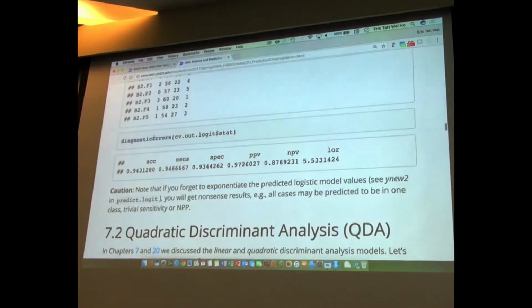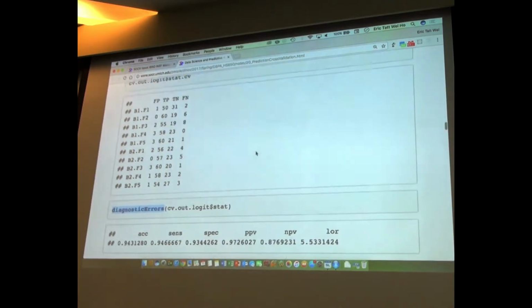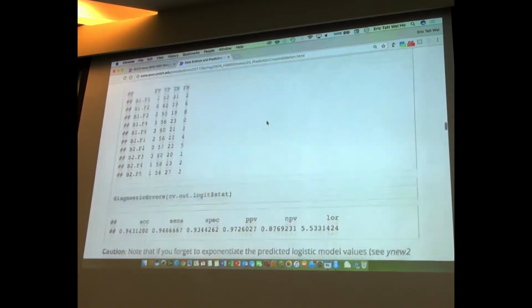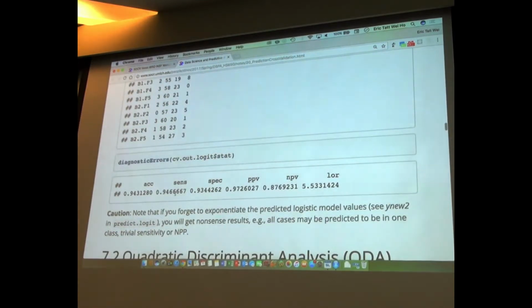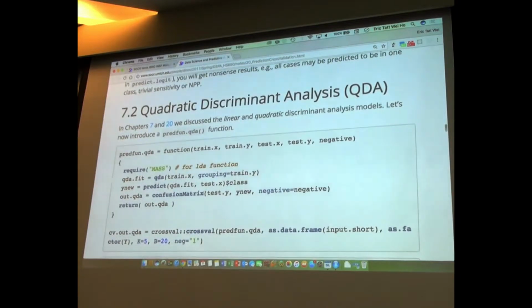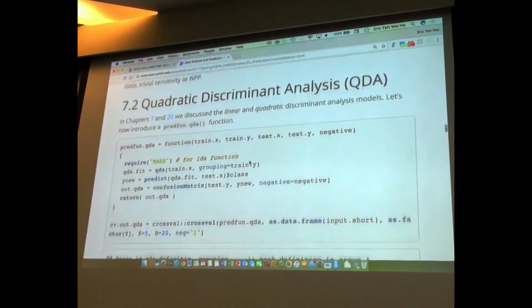And then diagnostic plots. I often use diagnostic error plots in my papers because they report the accuracy of the algorithm, the sensitivity and specificity, positive and negative predictive power, and log odds ratio. So you see, in this specific case, the logistic classifier did pretty well, with both sensitivity and specificity exceeding 93%, that's pretty nice. The second one is quadratic discriminant analysis.